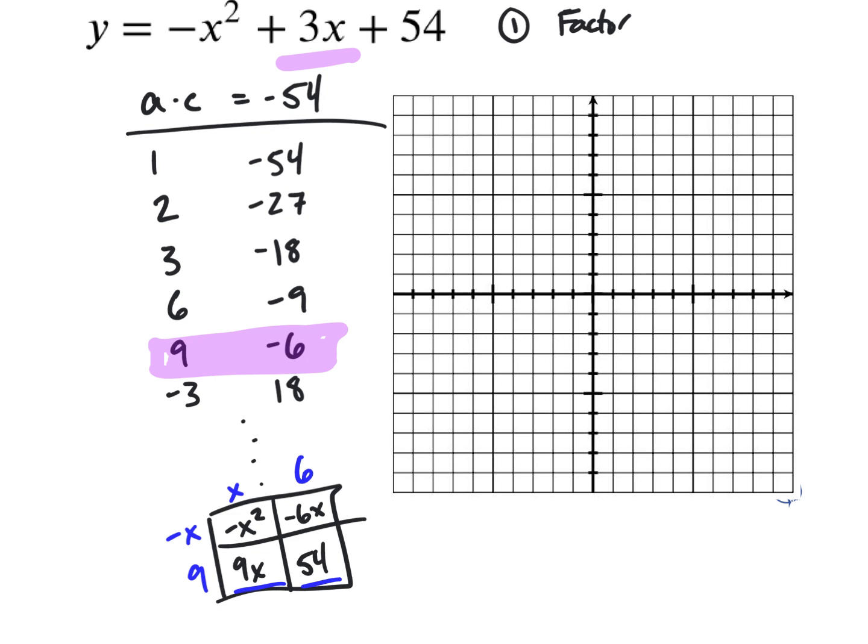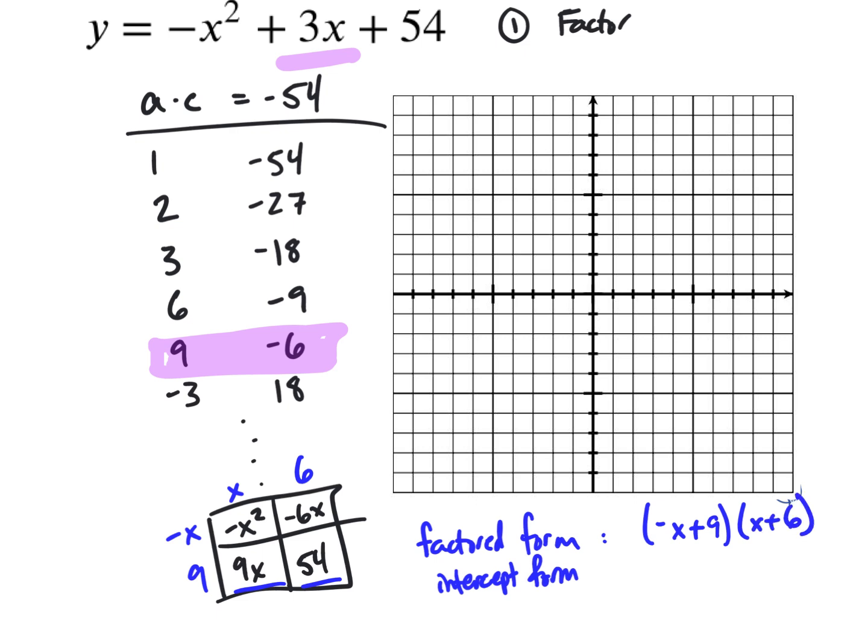So my factorization, factored form or intercept form, is negative x plus 9 times x plus 6. Now there's a slight problem with this one because in the intercept form I had x minus p, x minus q. And so mine doesn't quite look like that. And so I actually need to factor out this negative and write it like this.